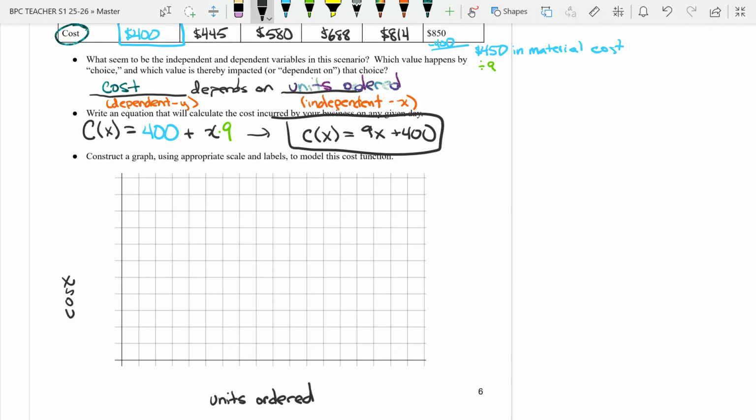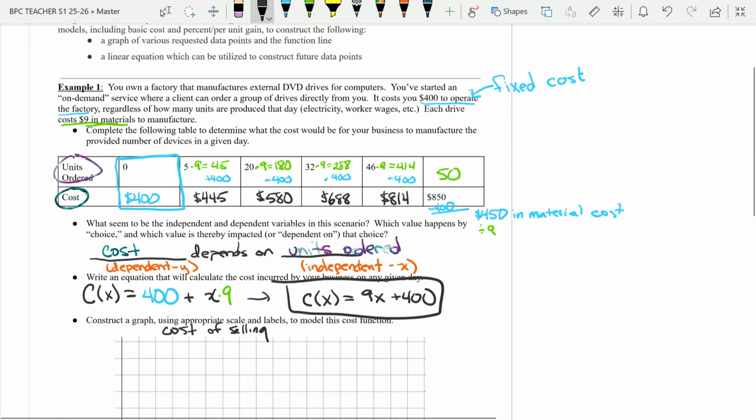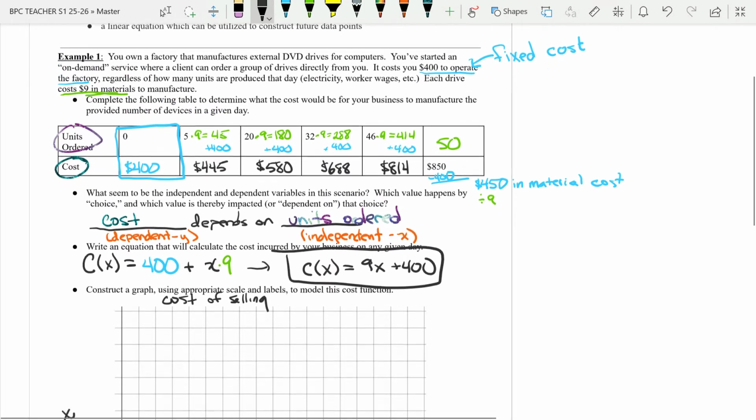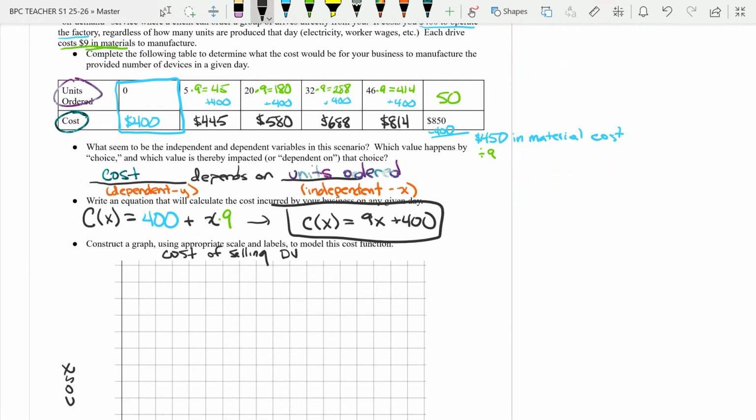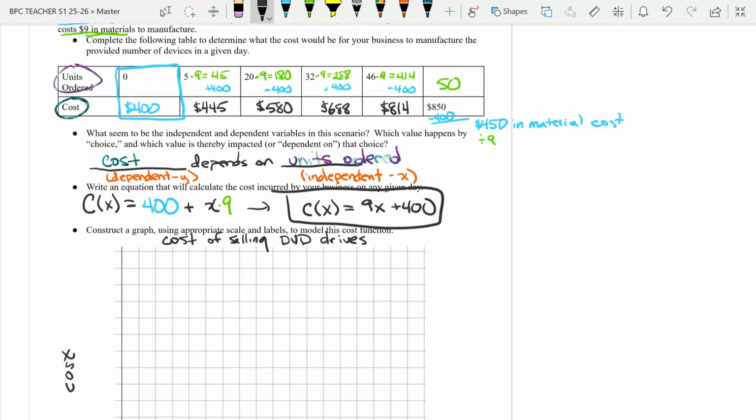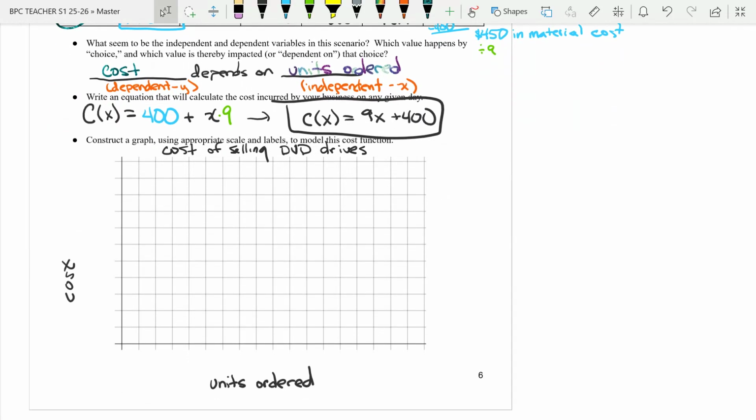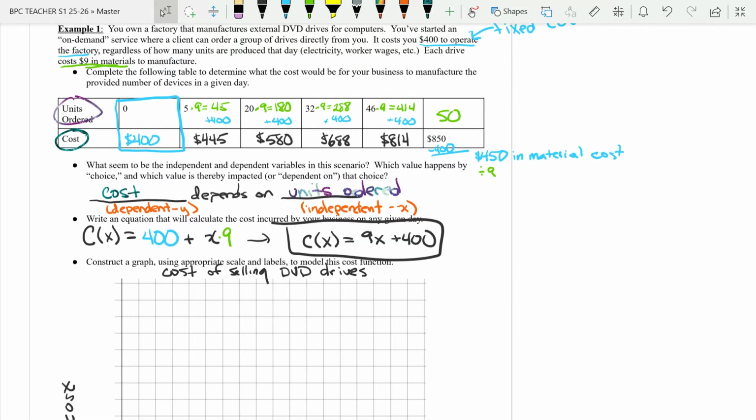And I should have some sort of title for the graph, so I will say cost of selling, what was this, hard drives? DVD drives. Ooh, we're a little bit outdated here. Alright, cost of selling DVD drives. That demand is going to go down. Now, what I want to say is, if I'm not selling a lot, I'm not making a lot of money. So we can use the slope to help us make this graph kind of easily.